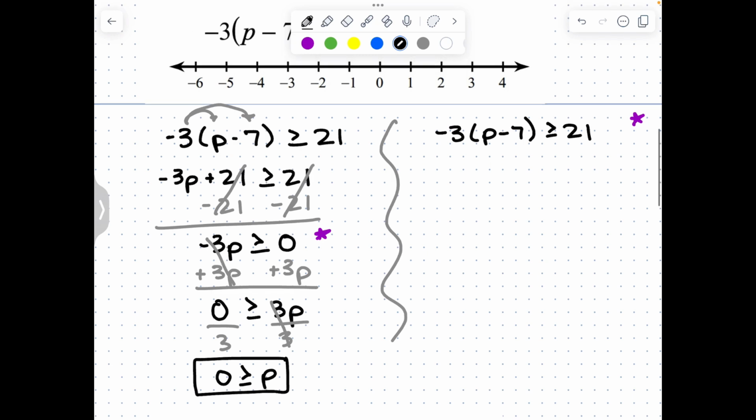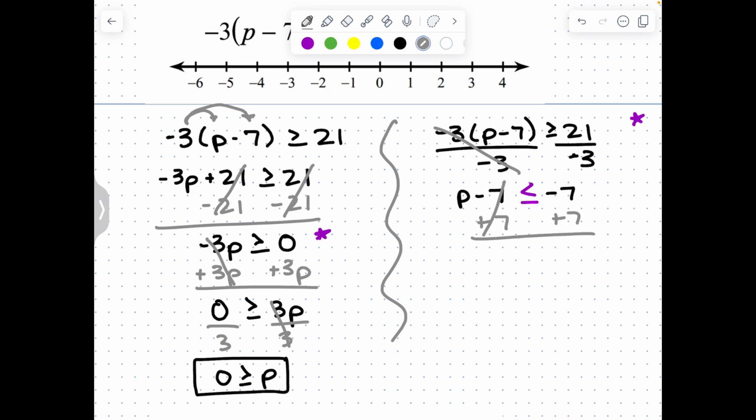Now let's see if we get the same thing over here, starting with the division method. So if we divide by negative 3, and on this side we are accepting that we're going to use that rule of flipping the inequality. So we have p minus 7 on the left. We're going to flip the inequality. And then 21 divided by negative 3 is negative 7. Then to use the inverse operations, we'll add 7 to both sides. Of course, it cancels on the left. That was why we chose to add 7. But then on the right, it's going to cancel also, leaving us with 0.